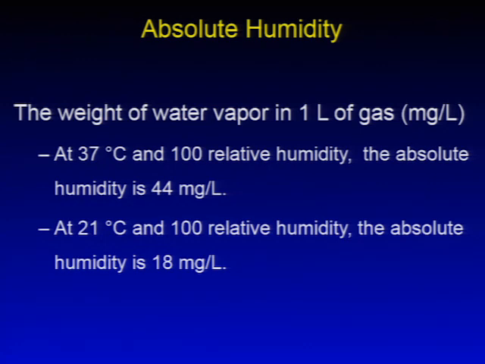Now, it's related to temperature. So if the temperature is reduced to 21 Celsius, then at 100% relative humidity at that temperature, you have an absolute humidity of 18 milligram per liter.